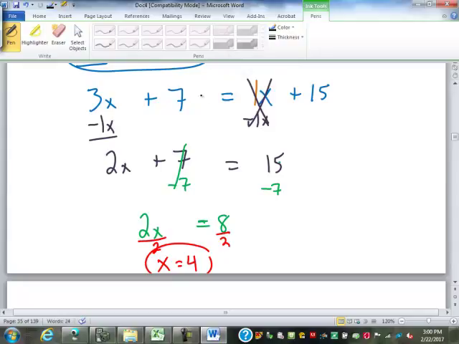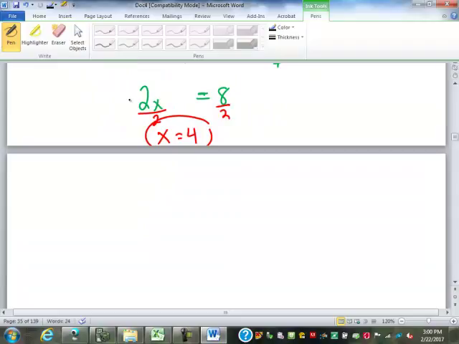Apparently I'm stuck in a rut on x equals 4. I guess so, huh? Oh well.